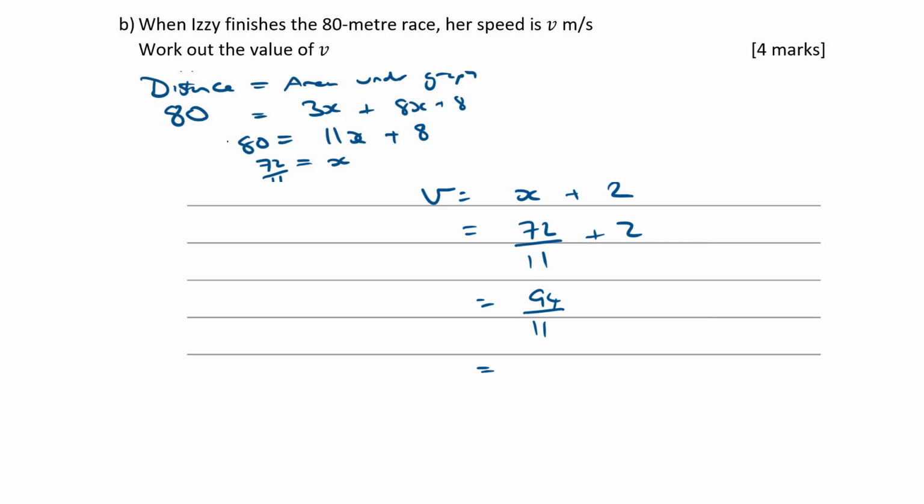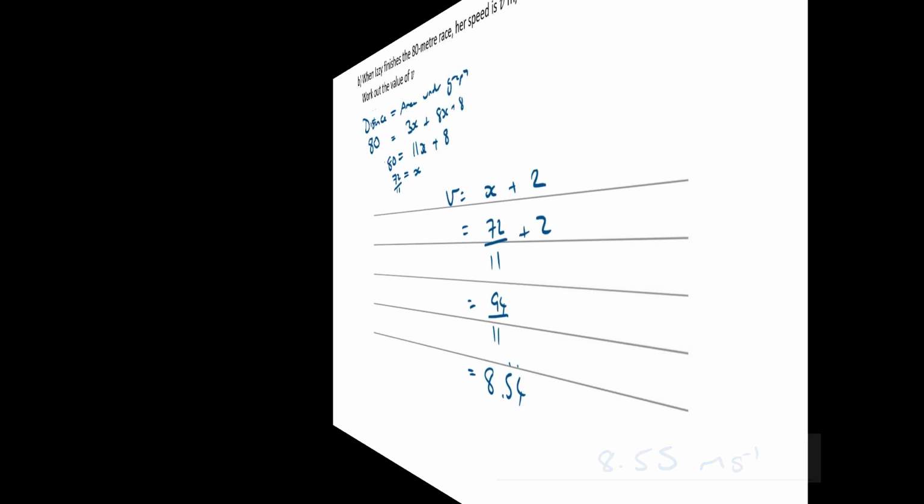What's that then? 8.54 recurring. So 8.5454, I'm just going to round that off then to 8.55 meters per second then, isn't it? Because it's velocity. 8.55. So that's all.